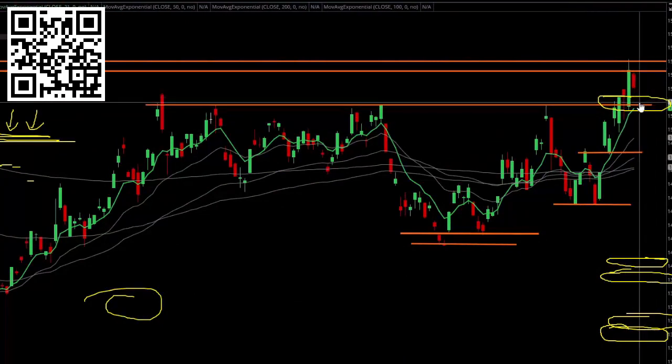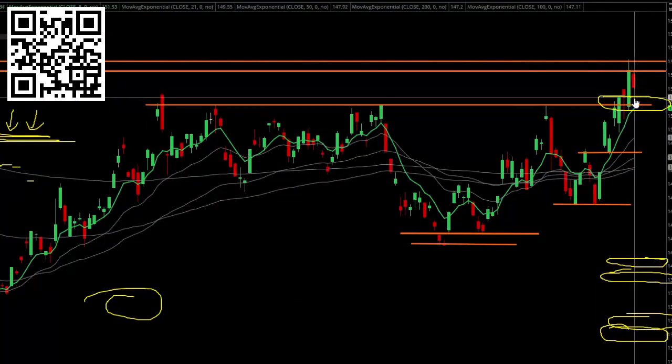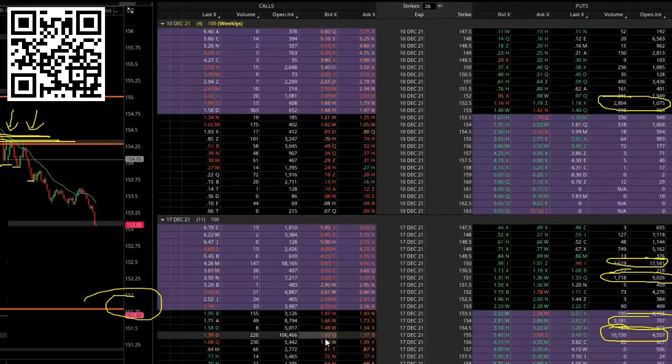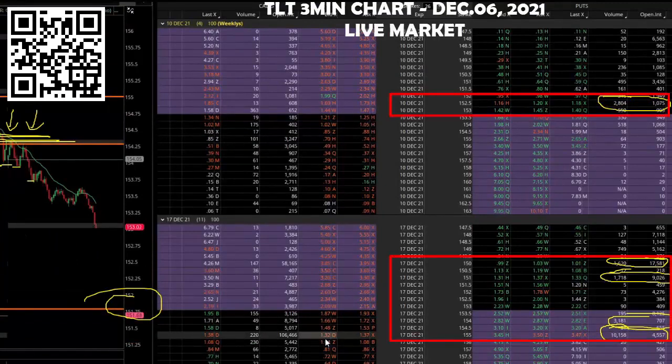We are pulling back, we are fading on the daily chart. So let's see if it retests 151, 152, and it's coming. Okay, it's coming down. You are seeing this live. The action is happening right now as you see it.